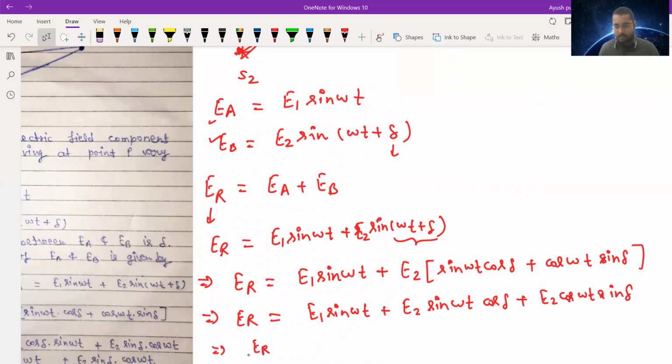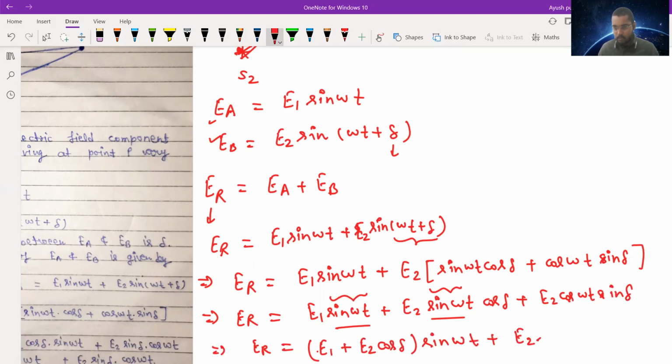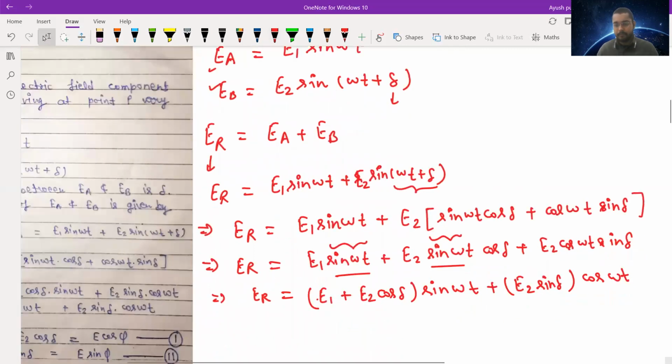Now ER is equal to, let's take the sine terms together and the cos terms together. Sine omega t is present in this term and in this term, so let's take sine omega t common. We are left with E1 plus E2 cos delta, times sine omega t, plus E2 sine delta times cos omega t, right?